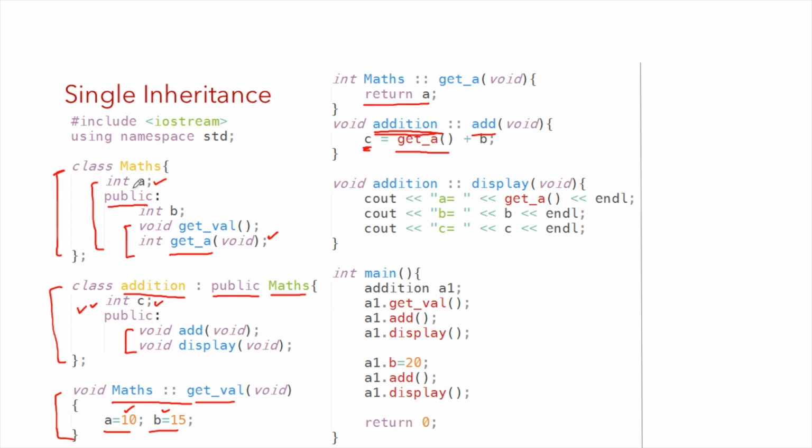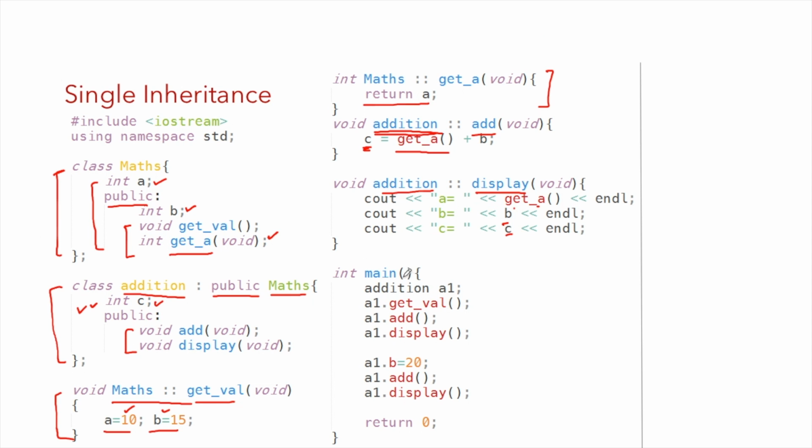So again B belongs to your class maths, which is of type public. So here it will still have scope as public. And then we have the third function, that is display, which belongs to addition. So here we are writing A equal to get_A, which is this function, which is just going to return the value of A. So whatever the current value that your object is going to hold, that will be returned over here. Then we are just simply printing B and C.